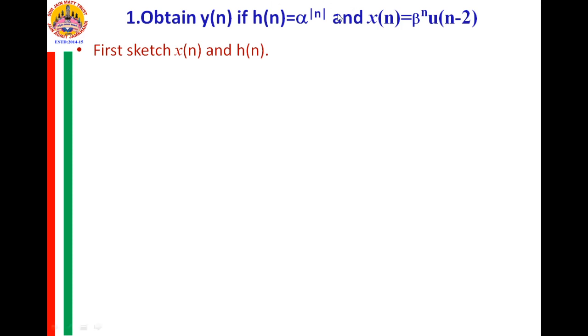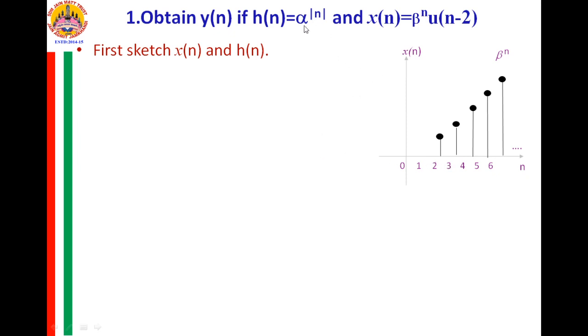Now the sketch of alpha raised to mod n and beta raised to n u of n minus 2. The beta raised to n u of n minus 2 will exist from n is equal to 2 onwards up to infinity with amplitude beta raised to n. So I've considered here beta which is greater than 1, so it is a growing exponential here.